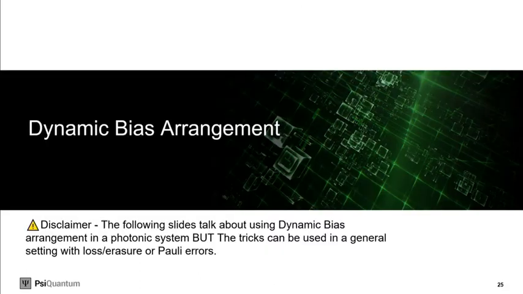Cool. So now I'll get to the actual trick of bias arrangement. A disclaimer, since we are a photonic quantum computing company, we've set up our problem in a way that works for us. So I'll be talking about dynamic bias arrangement in a photonic system with loss and erasures, but it could be applied to other sorts of platforms as well, which have more Pauli errors. Although there have been a lot of talks about erasures already, so maybe it is well motivated already.